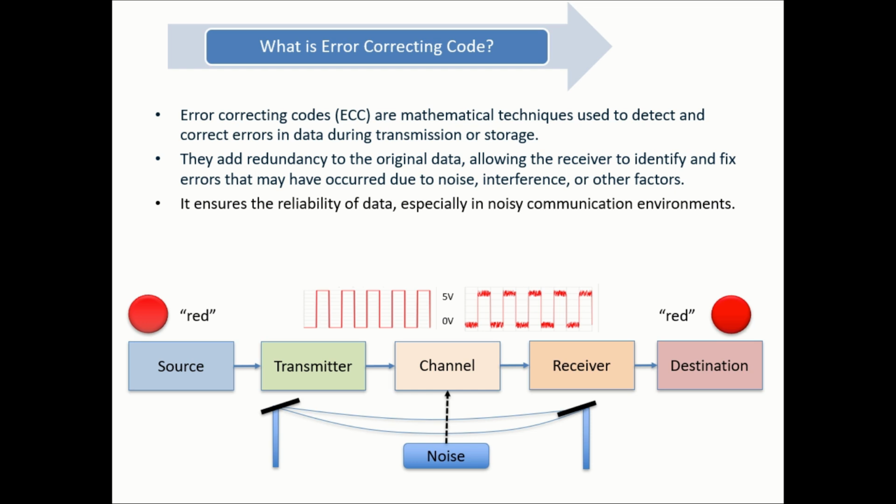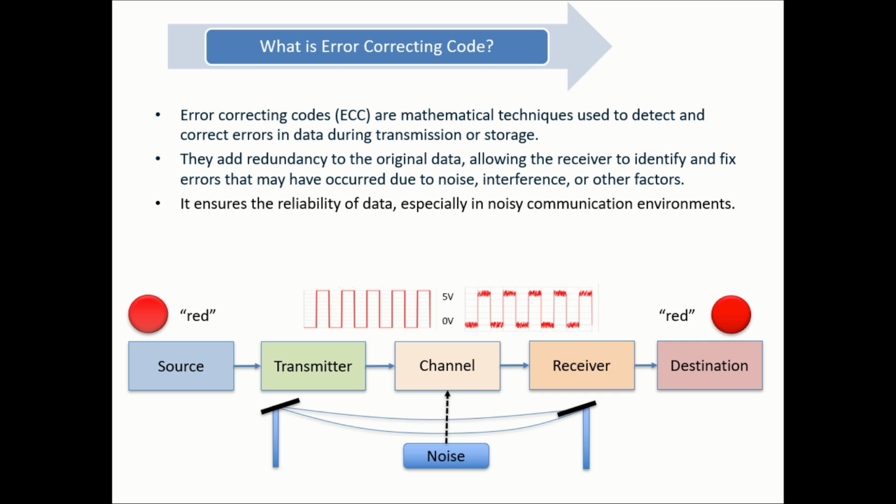Error correcting codes are mathematical techniques used to detect and correct errors in data during transmission or storage. Okay, they add redundancy to the original data, allowing the receiver to identify and fix errors that may have occurred due to noise, interference or other factors. So it ensures the reliability of data, especially in noisy communication environments. So these are the 3 points.